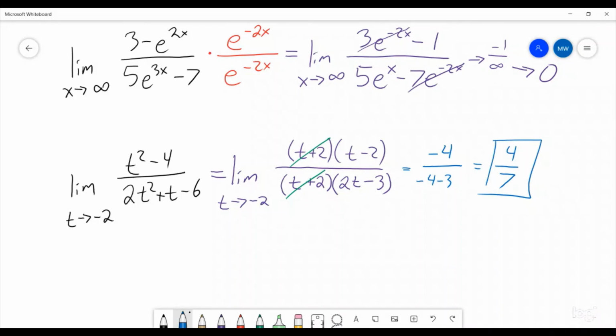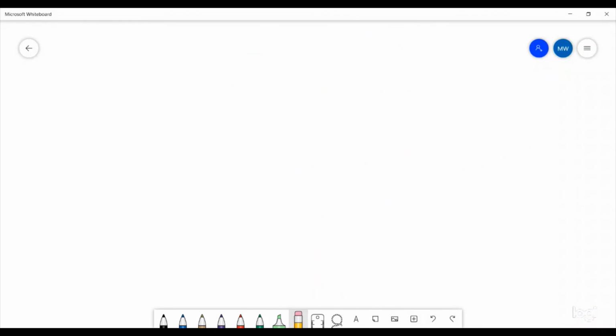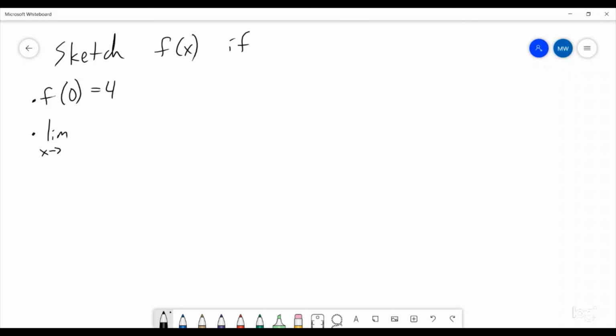There you go. Okay, now for our last one. I'm going to give a few different requirements for a function, and then you are going to have to try and graph this. So, sketch f of x if f of 0 is 4, the limit as x goes to positive infinity of f of x is 2. The limit as x goes to negative infinity of f of x is negative 4.